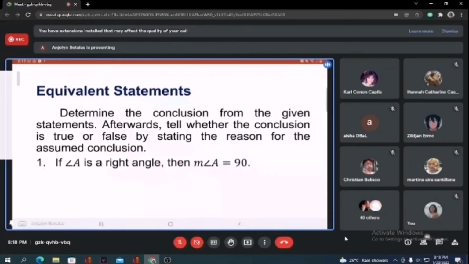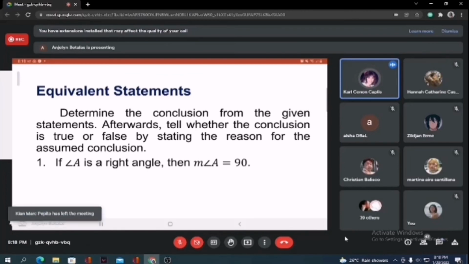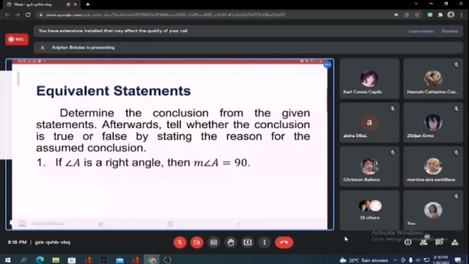Good. How about the converse and inverse? The converse: if the measure of angle A is equal to 90 degrees, then angle A is a right angle.